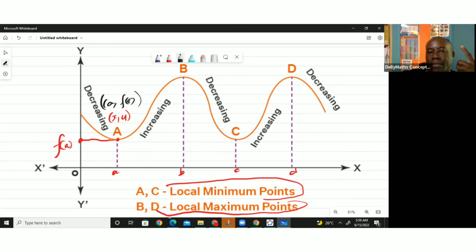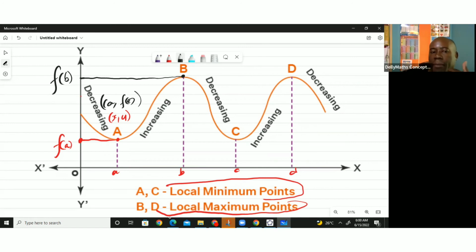Similarly, at this point here, big B, small b would have been evaluated in the function. So we would have f of small b, which is whatever y value I'm getting there. Those ideas are what we're going to be doing. When we find the x value at a local max or min, we have to evaluate that in the original function to get the y value that matches with it.